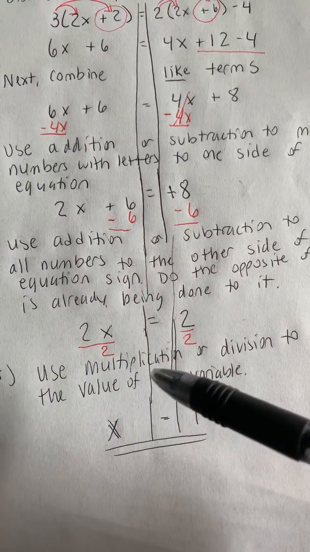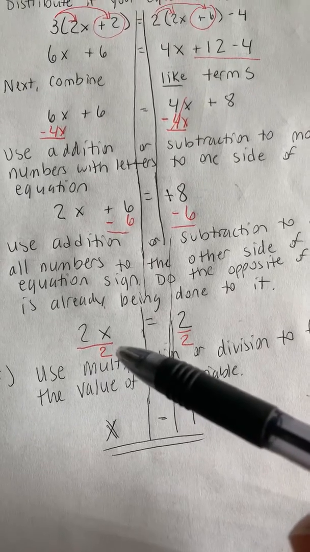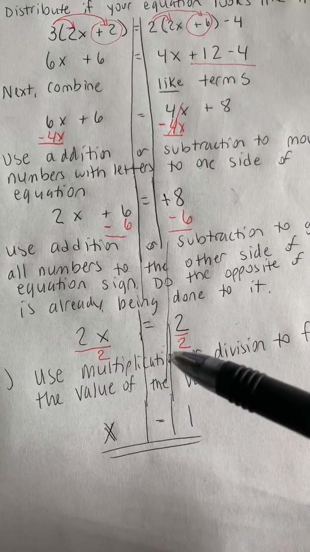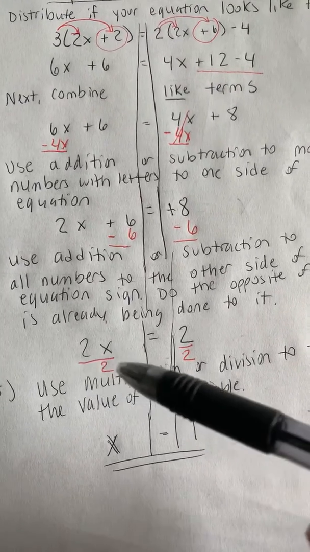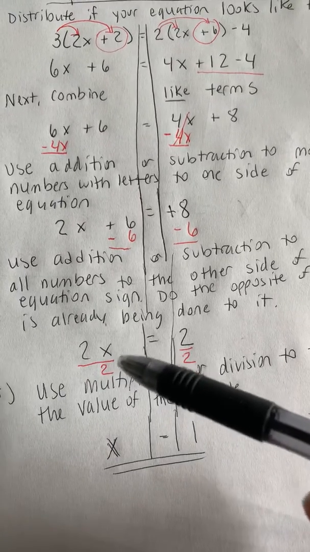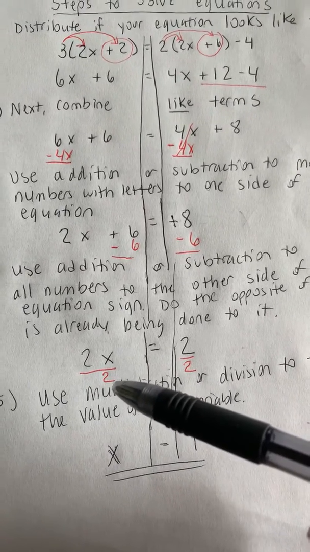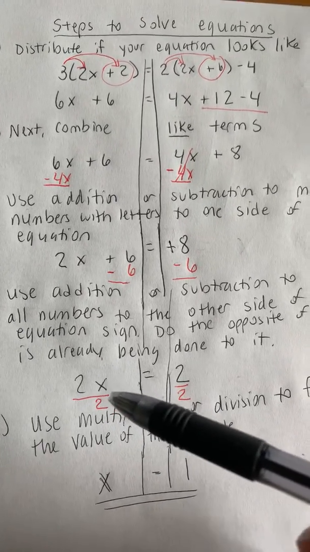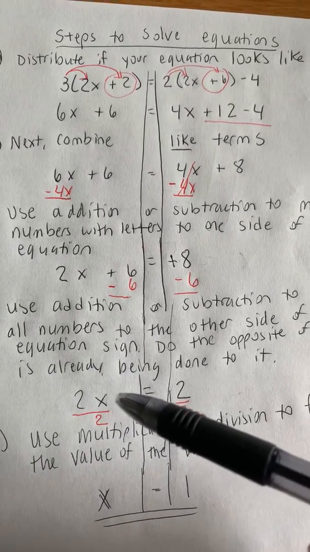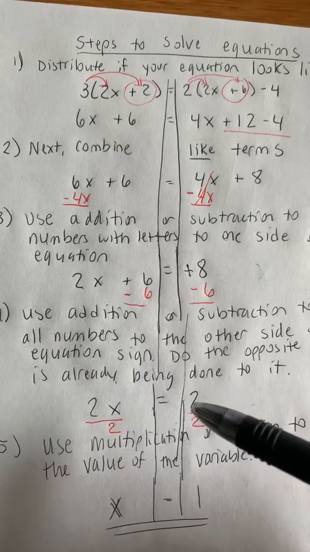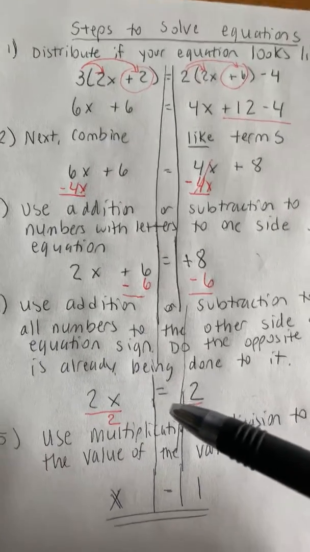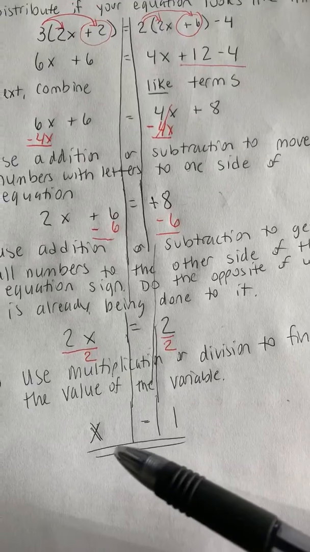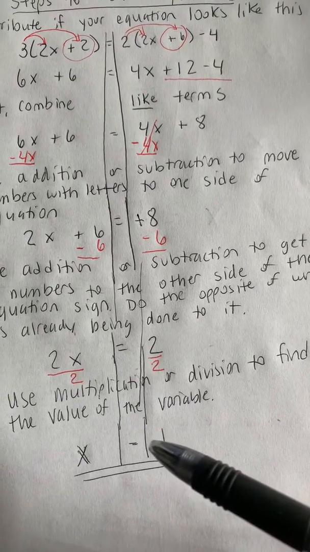Then we use multiplication or division to get rid of the number that's with that variable. And when they're together like that, 2x, that means it's going to be multiplied. We always do the opposite. The inverse of multiplication is division. We're going to divide by 2. 2x equals 2. Divide both sides by 2. What you do to one side, you do to the other. And that finds our variable as the value of 1.